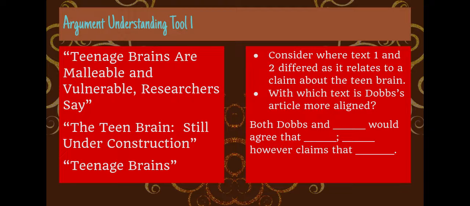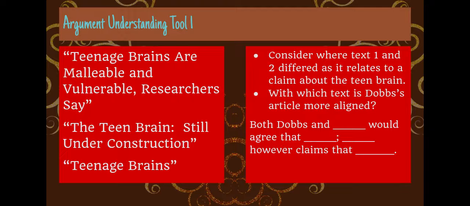Now, you will review the 3 texts to answer the question. You will use your Argument Understanding Tool 1 to compare and connect ideas across texts. You will record your thinking and relevant supporting evidence on the Argument Understanding Tool 1, and you will need to be sure to include the appropriate citation for recorded evidence.